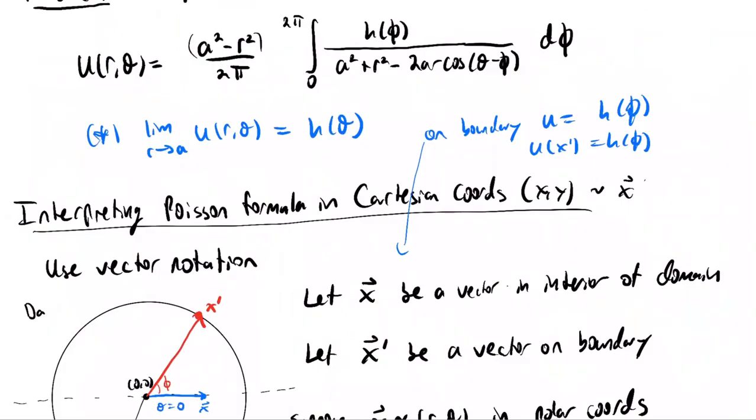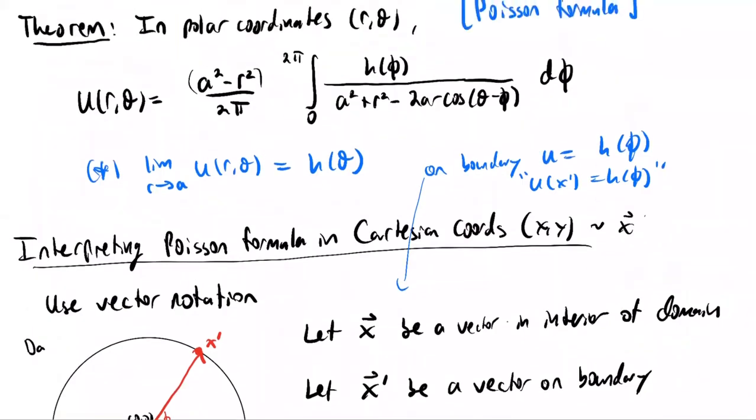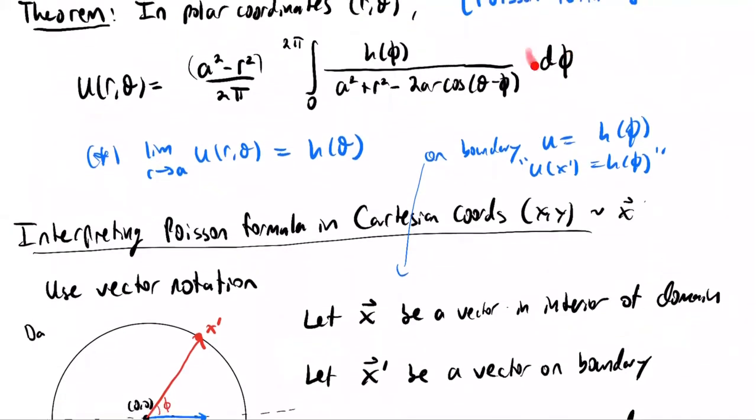The only issue is that this is only in an intuitive sense. In order to make this precise, you have to worry about the following issue. Here we're integrating numbers from 0 to 2 pi. Phi is just a regular integral from 0 to 2 pi, but x prime is a vector, right?